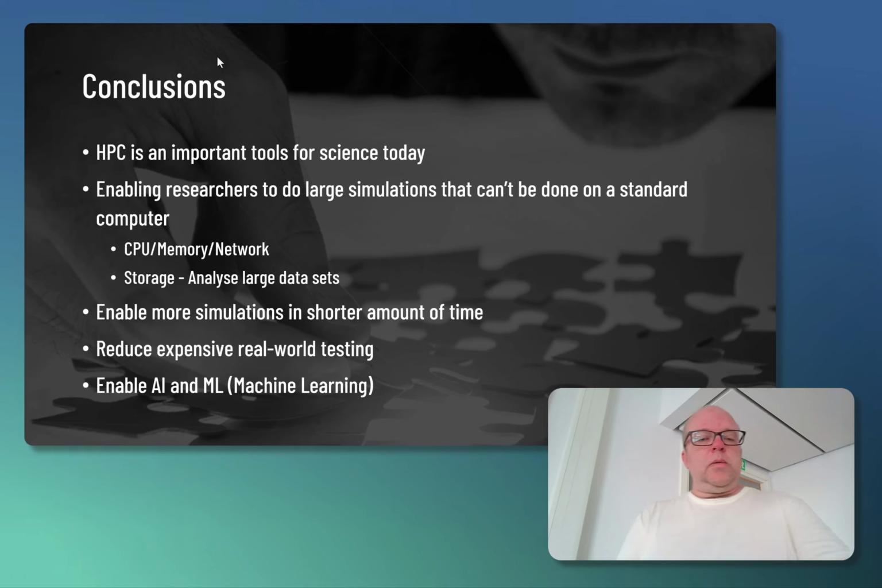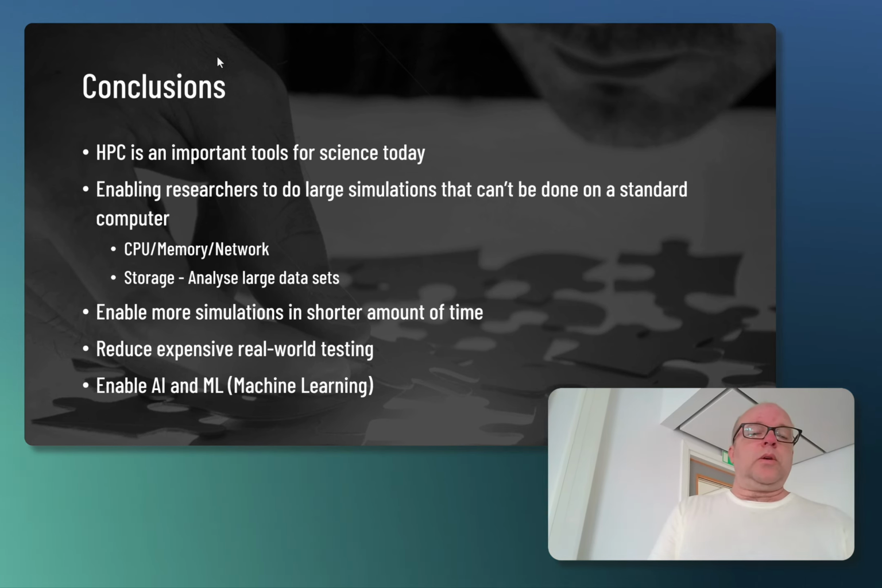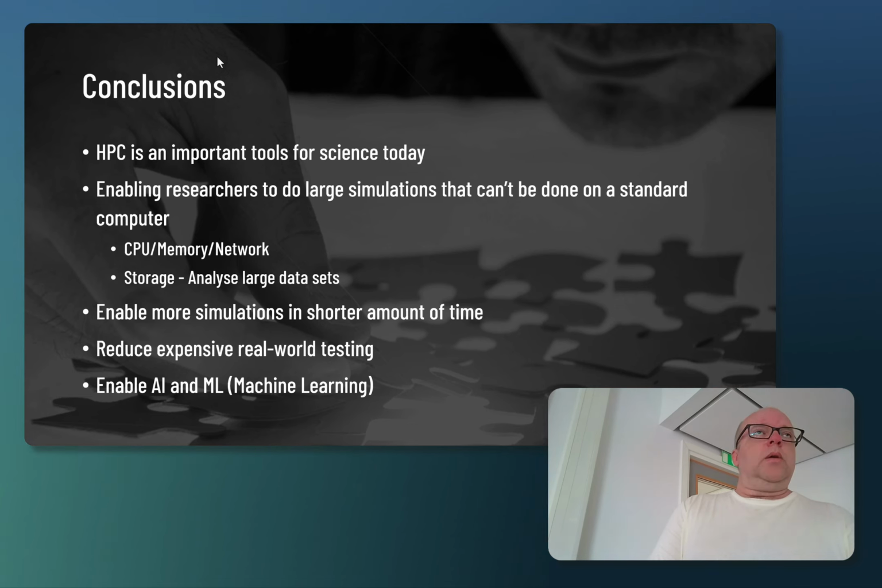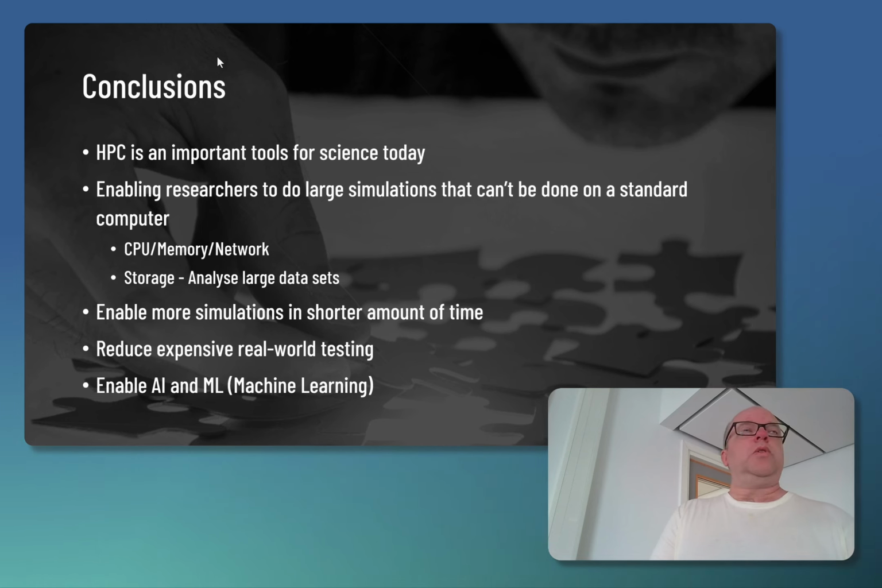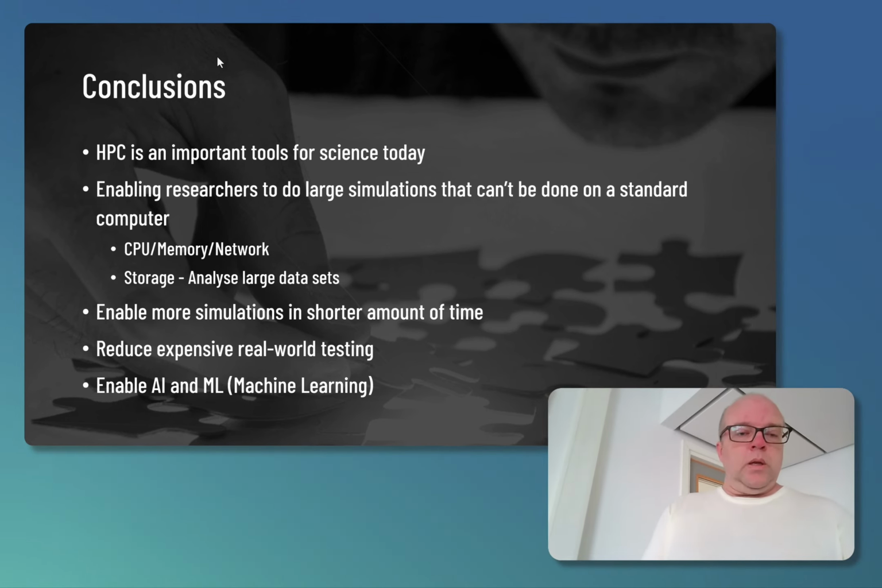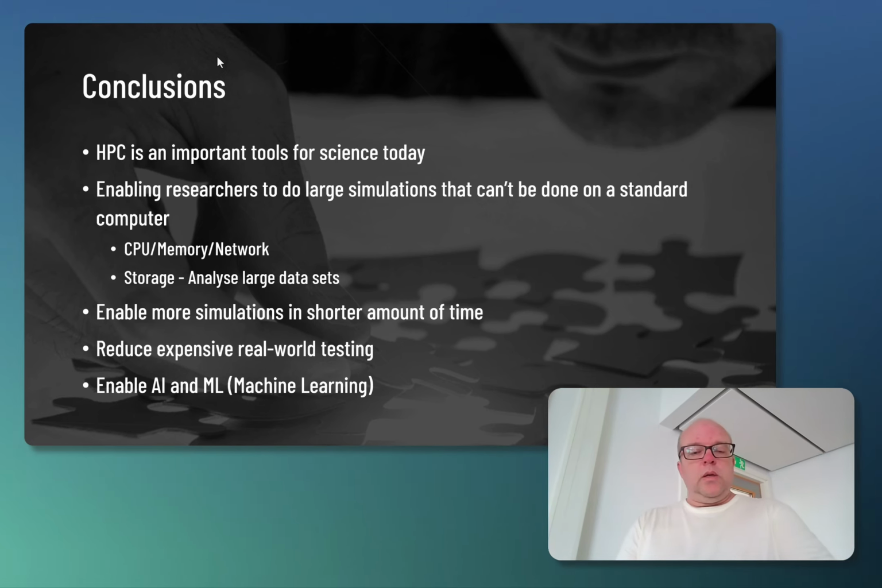So HPC is an important tool for science today. I think many of the science areas can't do without high-performance computing, especially in chemistry. For the COVID research, they allocated some parts of the supercomputers in Sweden for simulating drug development. It enables more simulation in a shorter amount of time, reduces expensive real-world testing, and enables AI and machine learning, which is the biggest growing trend today in supercomputing.